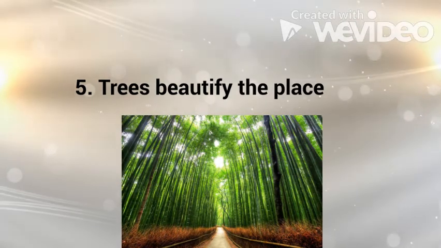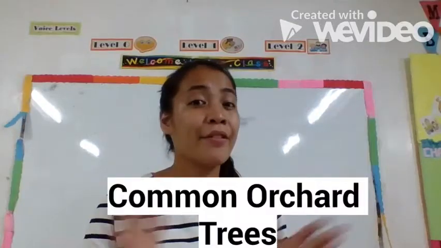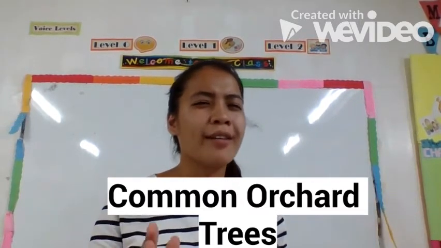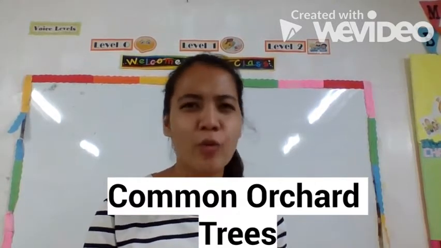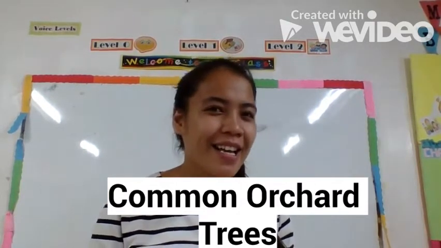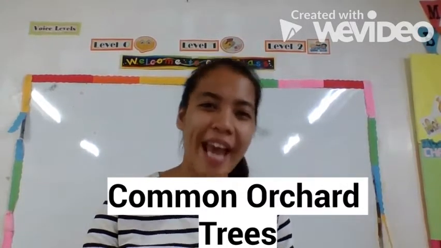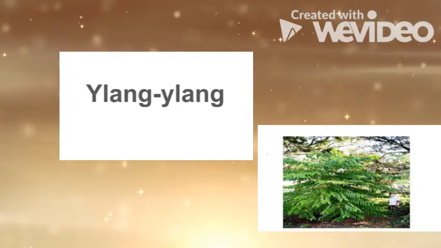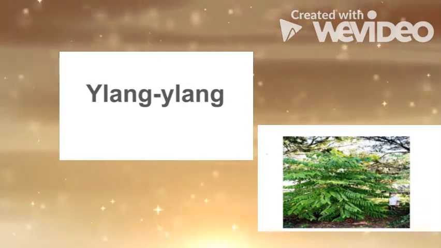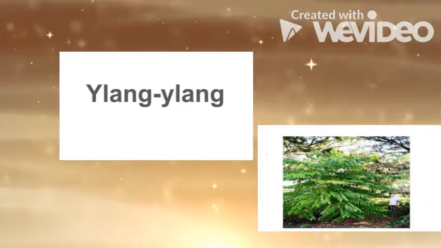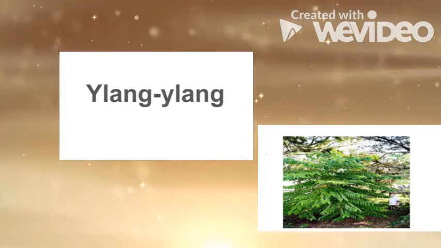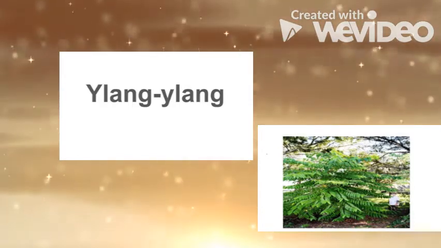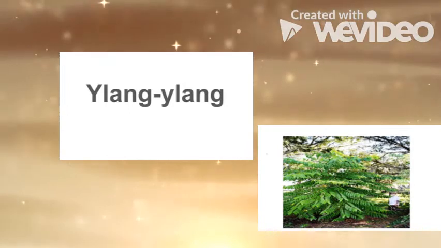Okay, so let's proceed to the examples of the common orchard trees. So, what do you think? What are those orchard trees that we have here in the Philippines? Yes, we have many. So, first we have the ilang-ilang tree. Class, are you familiar with this? The ilang-ilang tree is a tropical flower-bearing tree whose name means flower of flowers. Its yellow flowers smell good, so it is often used to make perfumes or fragrant oils.